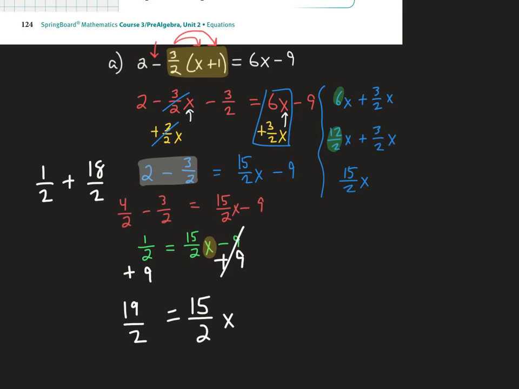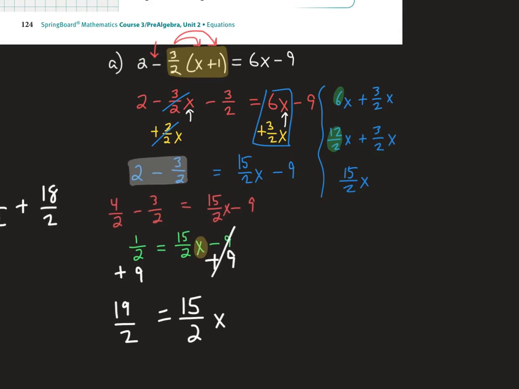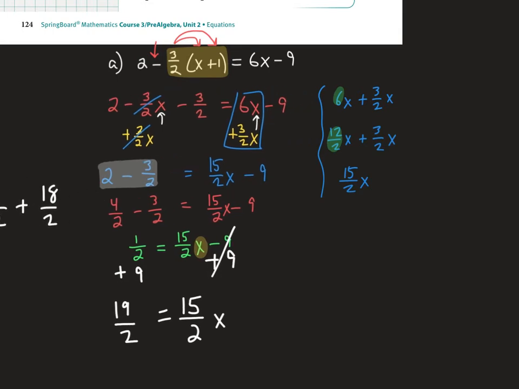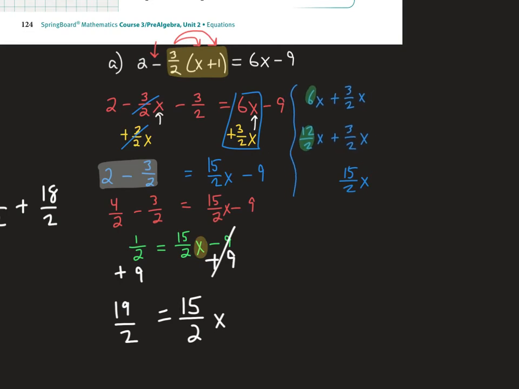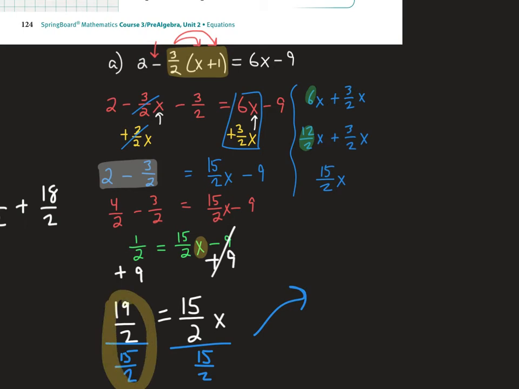Okay, so what we want to do, just trying to give myself some room to work. There we go. Is get the x by itself, right? So we would need to divide, since this is 15 over 2 times x, I would divide both sides by the 15 over 2, and that would help me get x by itself. Okay, so let's do that over here. So what I'm going to be doing is taking the 19 over 2 and dividing by 15 over 2.